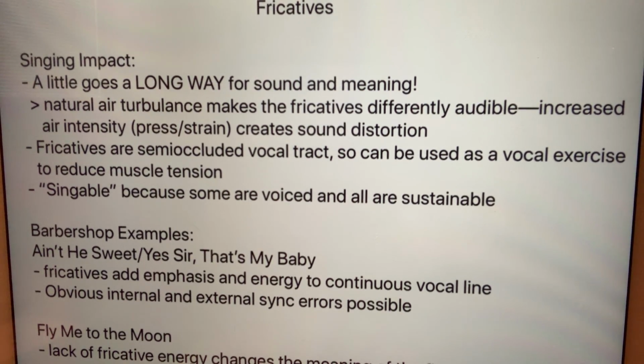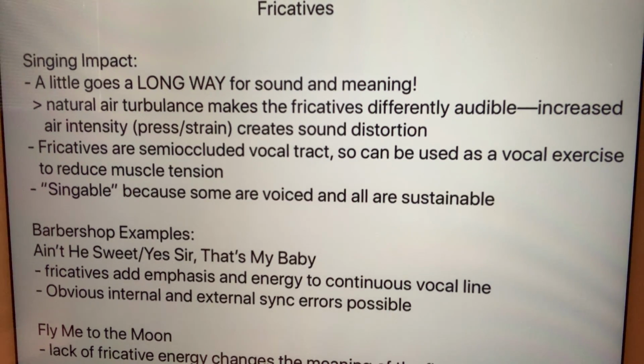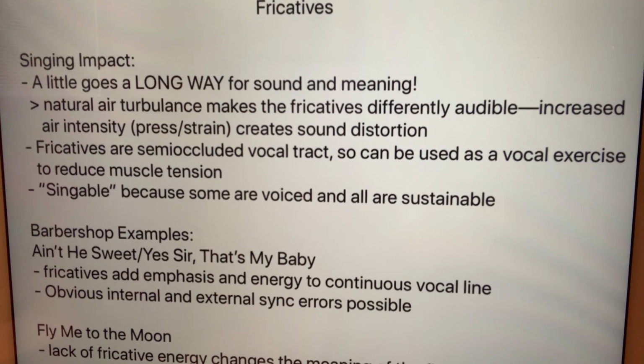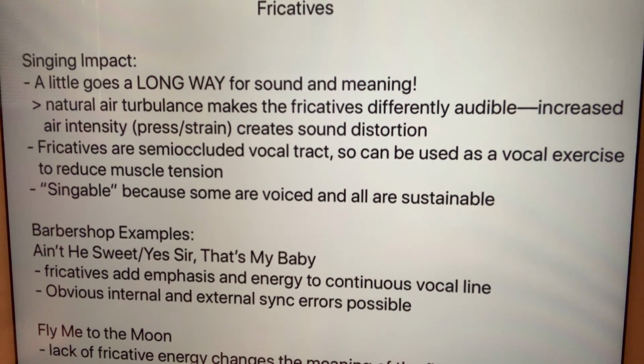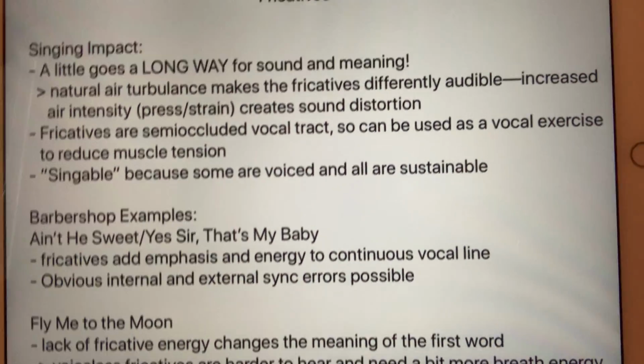Try and make a V sound with lots and lots of air energy, right? It almost starts escaping through the lips. So a little goes a long way with a fricative, and we don't need to do a whole lot of extra with that.